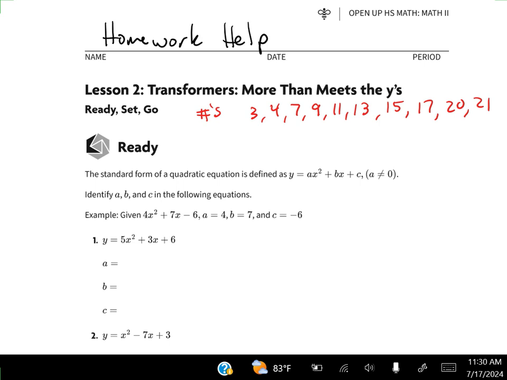The ready problems 3, 4, 7, 9, and 11 are all going to be handled very similarly, and they are going to be heavily reliant on understanding this standard form of the quadratic equation. So let's dive right in, starting with problem number 3.